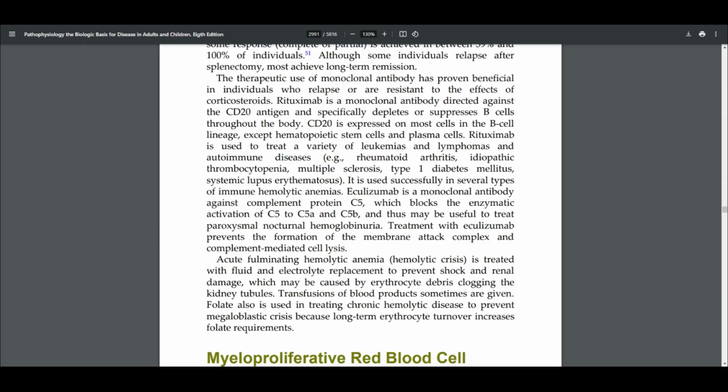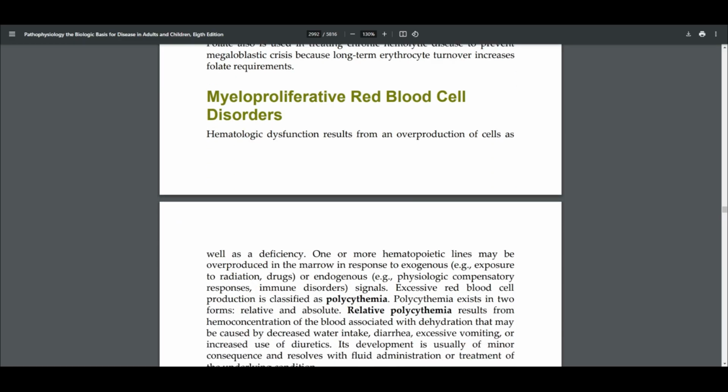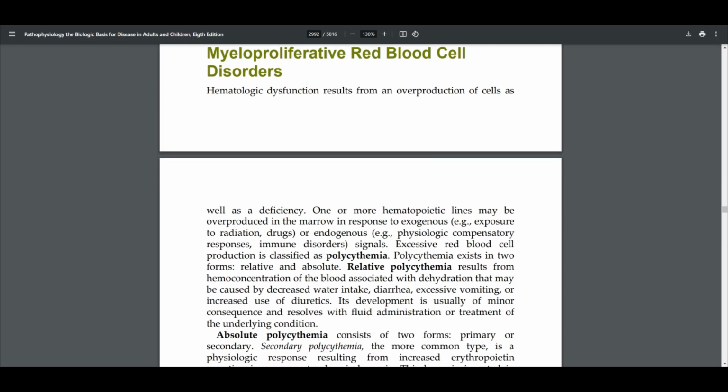Acute fulminating hemolytic anemia is treated with fluid and electrolyte replacement to prevent shock and renal damage, which may be caused by erythrocyte debris clogging the kidney tubules. Transfusions of blood products sometimes are given. Folate also is used in the treatment of chronic hemolytic disease to prevent megaloblastic crisis, because the long-term erythrocyte turnover increases folate requirements. That brings us to the myeloproliferative red blood cell disorders.